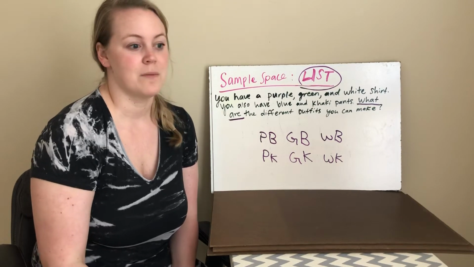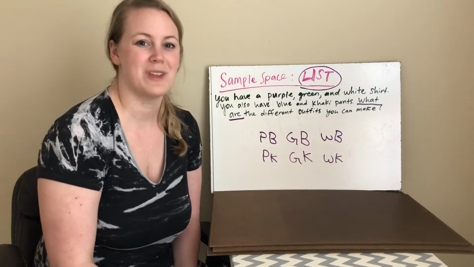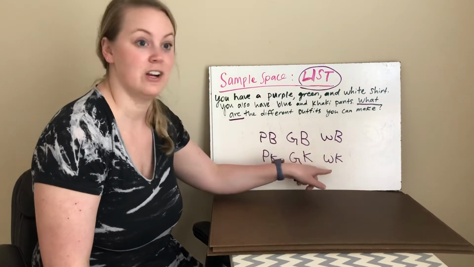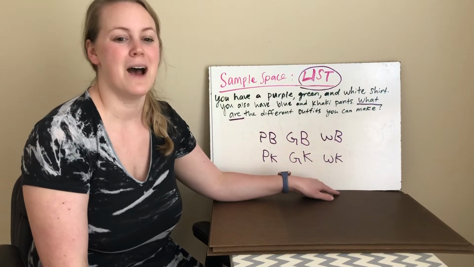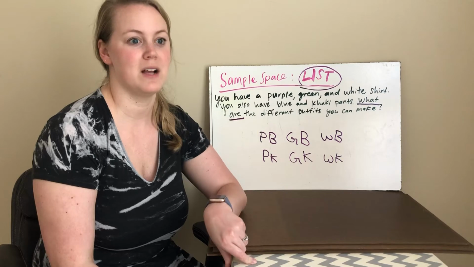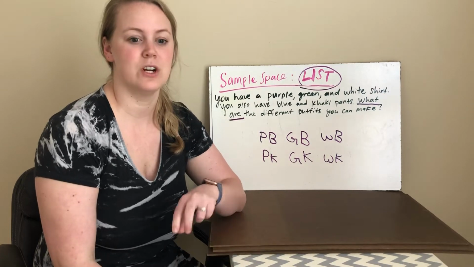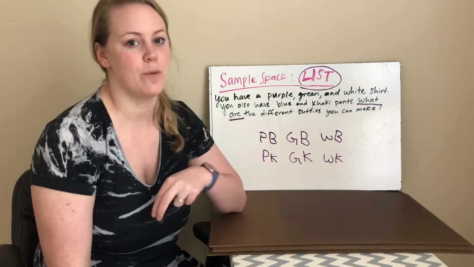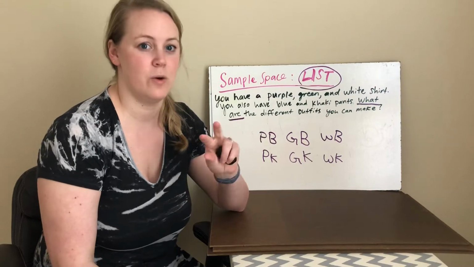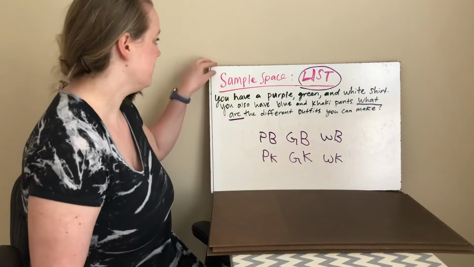Now, if it then asks a follow-up question with how many, you would just count, and there are 6 different outcomes. So you will possibly be asked that in the future, both what are they and how many are there. So you do need to know how to interchange between the 2.